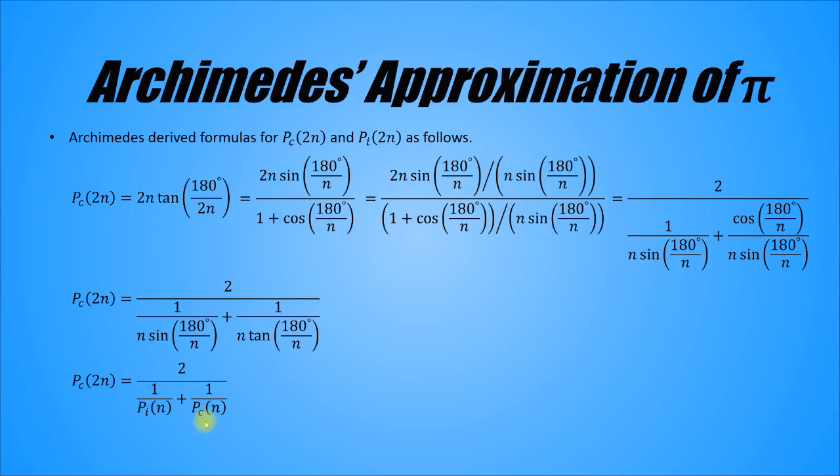And this is how Archimedes got around not being able to do trigonometry on a calculator. With this formula, he could calculate the perimeter of the circumscribed polygon with 2n sides from his knowledge of these two perimeters of polygons of n sides.